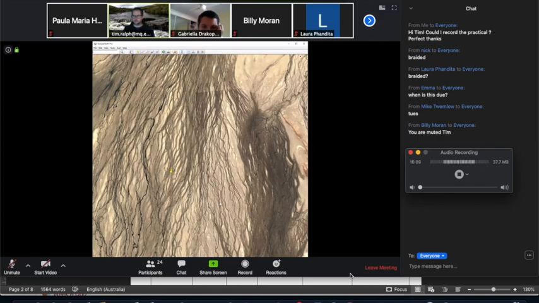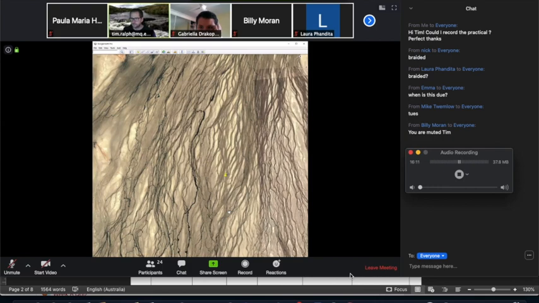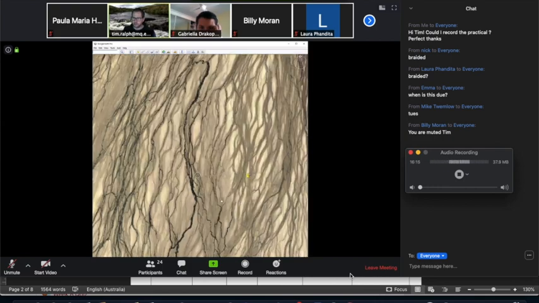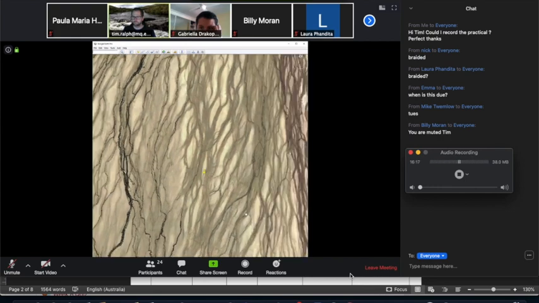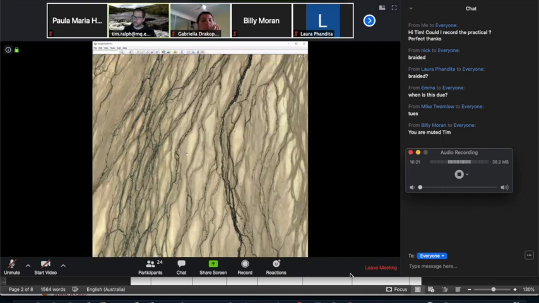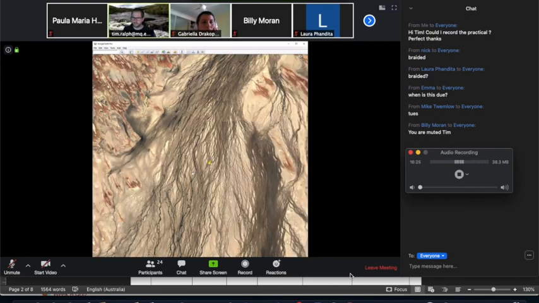So, question for you here is, what the hell are we looking at? This is an anastomosing river. It's a fine-grained anabranching river. And these are all channels that you're looking at. They're not braids, okay? So if we zoom out a little bit, you can see the floodplain.